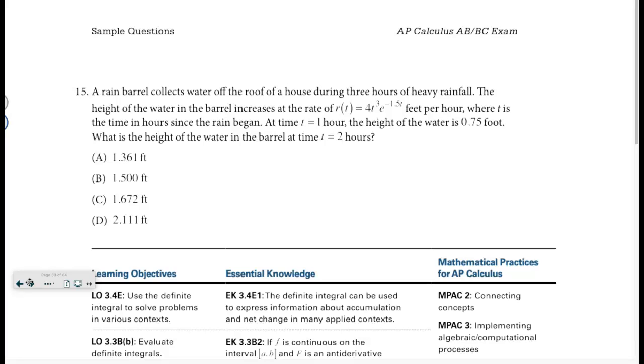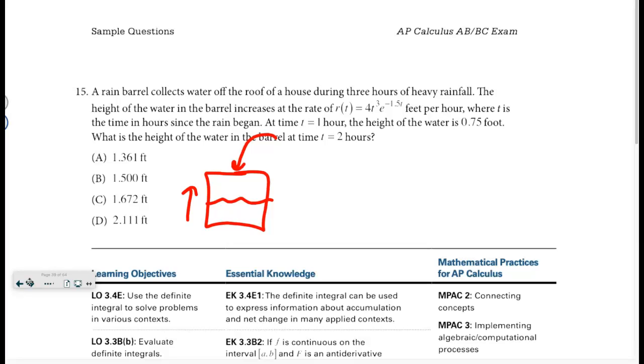Now we're going to hop on and talk about number 15. It's calculator active, so we're not going to take our calculators out, but know how to use them. So a rain barrel's collecting water. Whenever I see this, I'm like, okay, rain barrel collecting water. I just go like that. And it's going up. So I go like that. I like pictures, especially when the stem of the problem is that long.